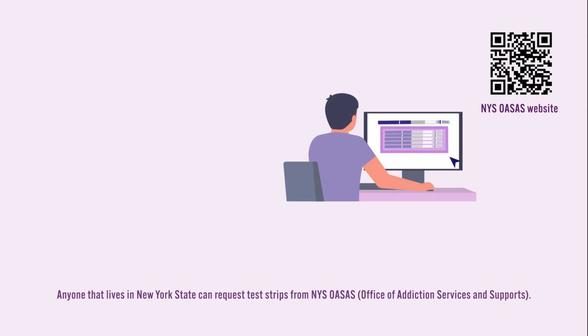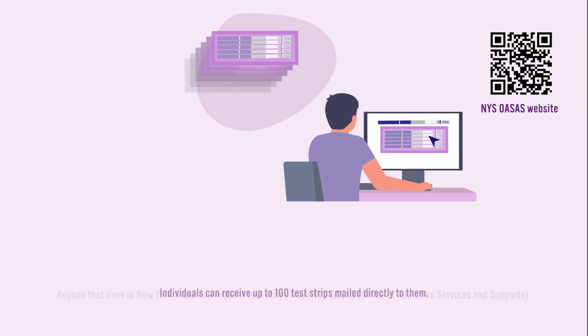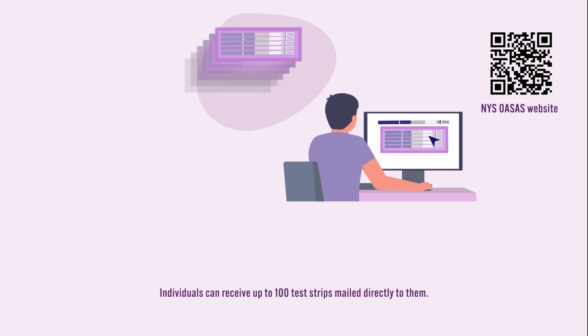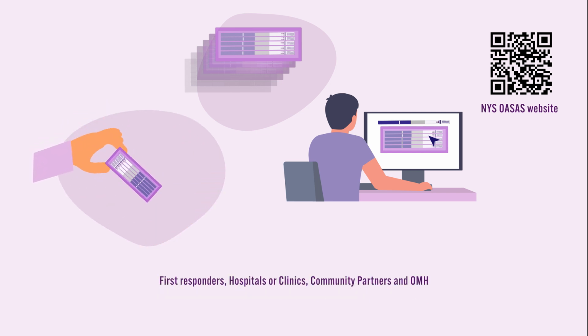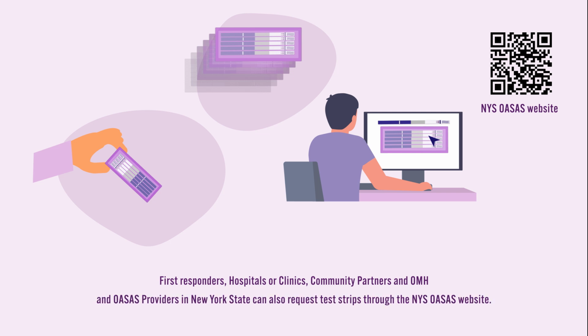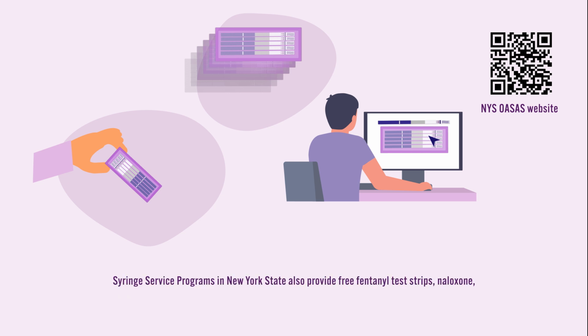Anyone that lives in New York State can request test strips from New York State OASAS or the Office of Addiction Services and Support. Individuals can receive up to 100 test strips mailed directly to them. First responders, hospitals or clinics, community partners, and OMH and OASAS providers in New York State can also request test strips through the New York State OASAS website. Syringe service programs in New York State also provide free fentanyl test strips, naloxone, and safer injection supplies, including syringes.